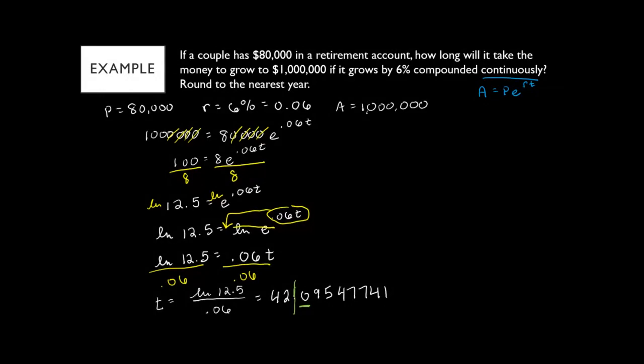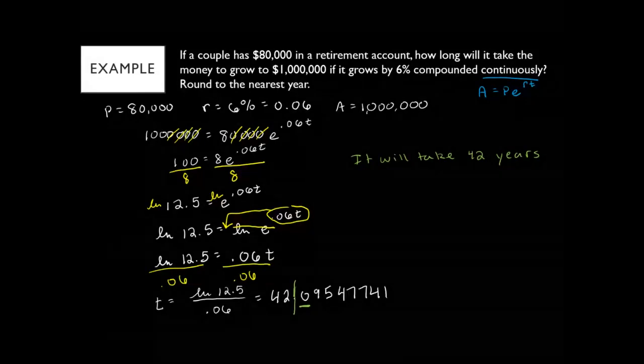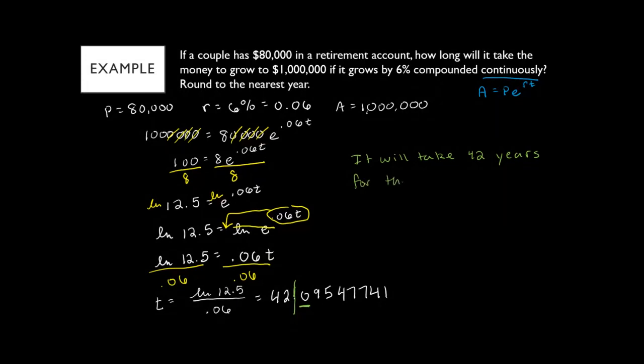And we always write our answer in a sentence, and you'll see this in ALEKS. They'll usually put it in words, and then you just plug in where the number is. But it will take 42 years, and we always include our units because units are important to know what you're counting in. 42 years for the account to reach $1 million.